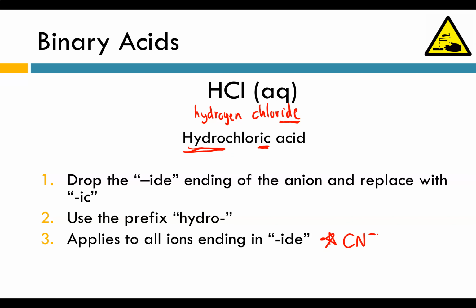about the CN- ion. Most of our hydro-something-ic acids will be binary, meaning just 2 atoms present, but the CN- ion is called cyanide. Most of our polyatomics end in "ate" or "ite." Cyanide is an exception. It ends in IDE. So the acid, HCN(aq), would be called hydrocyanic acid. Definitely, again, put that in your notes somewhere.